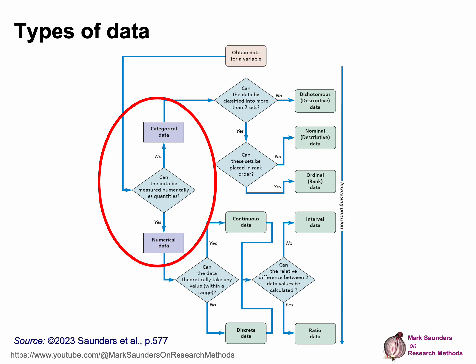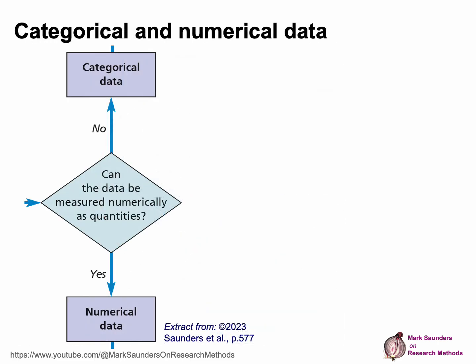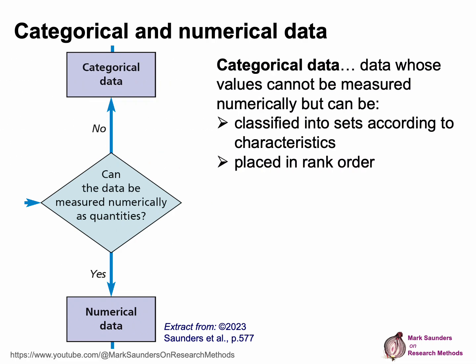We're going to start on our decision diagram by looking at whether data are categorical or numerical. We're going to start by answering the question, can the data be measured numerically as quantities? And this question can be answered either yes or no. If we answer it no, we get categorical data.